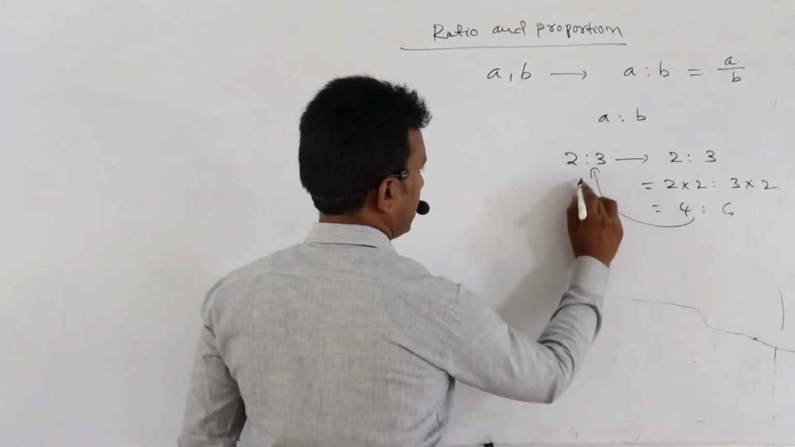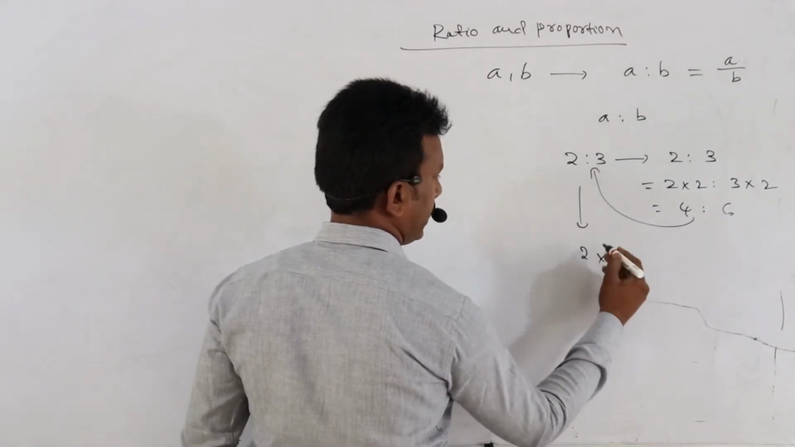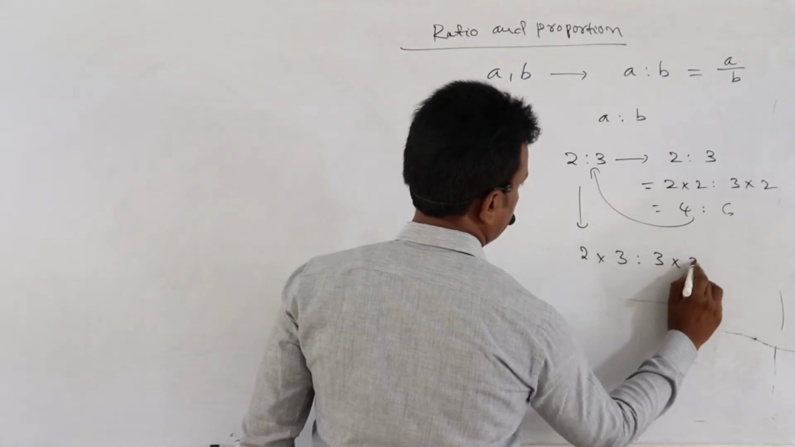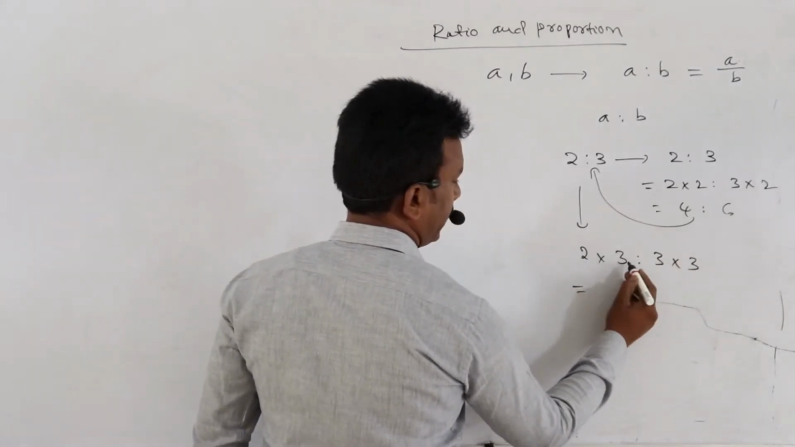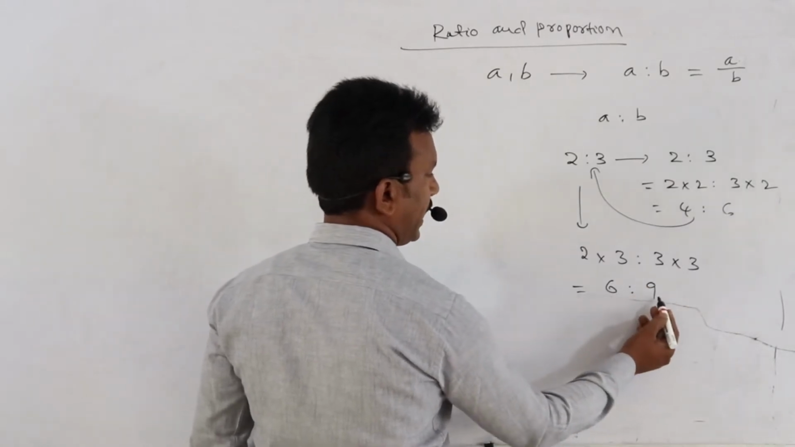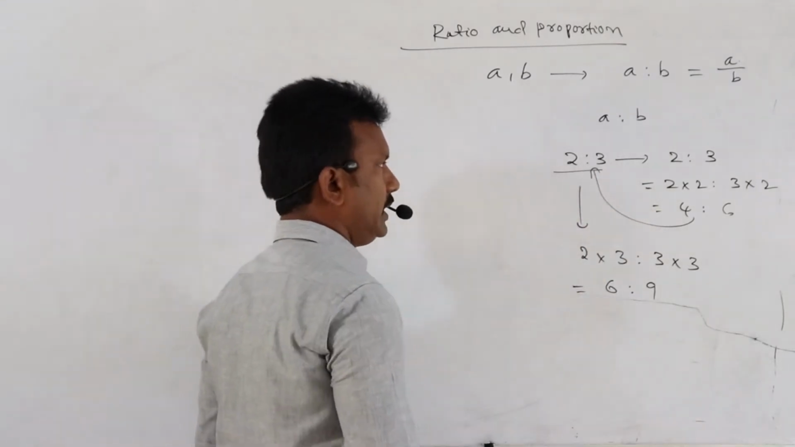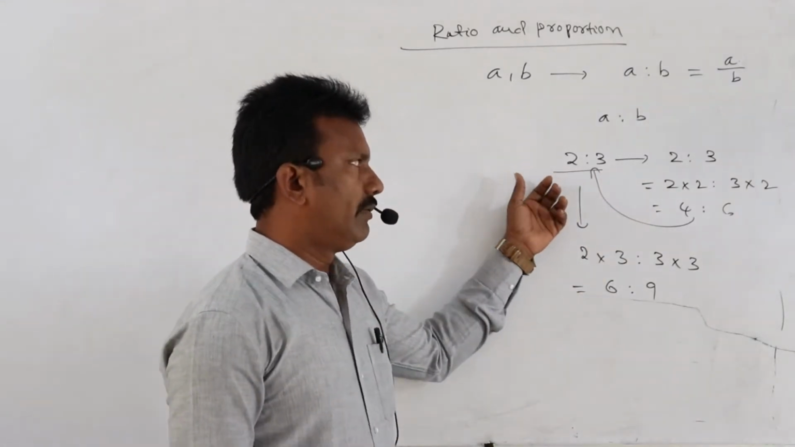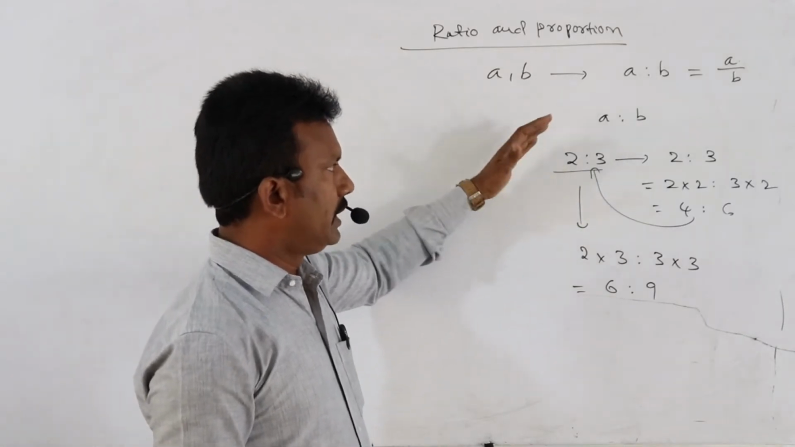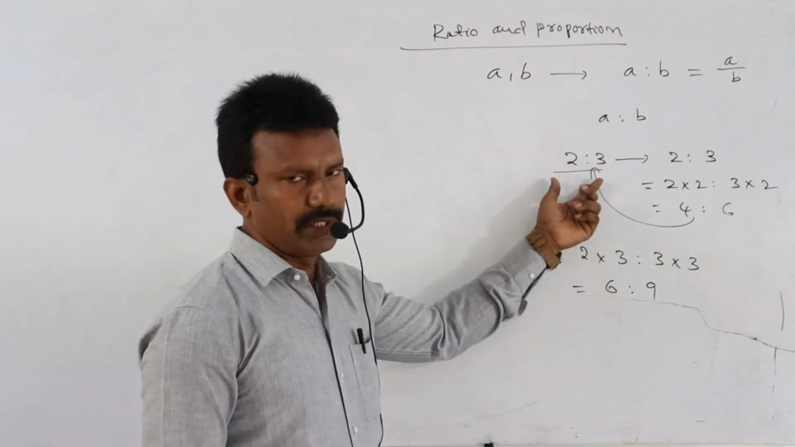In the same way, we can multiply our ratio 2 is to 3 by another fixed constant, 3, on both numbers. So 2 into 3 is 6, 3 into 3 is 9. So 6 is to 9 is also equivalent to our ratio 2 is to 3. So in these conditions, we define one principle: for a given ratio 2 is to 3, we can define an infinite number of equivalent ratios.